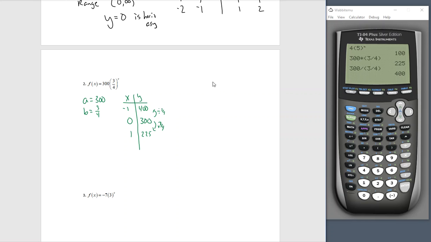So my graph looks like this. Let's see. At -1, let's go 100, 200, 300, 400. -1, 400. 0 is 300. 1 is 225. And I've totally run off the paper here. But if I were able to keep this going. Wow, how horrible was that line? Okay, let's try that again.